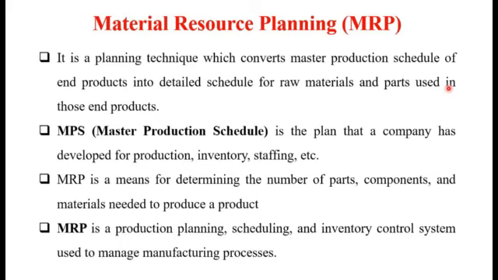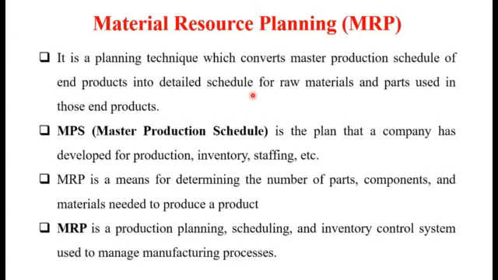MRP is a planning technique which converts the master production schedule of end products into a detailed schedule for raw materials and the parts used in those end products. That means how much of each part is required, in what quantities, and at what time.